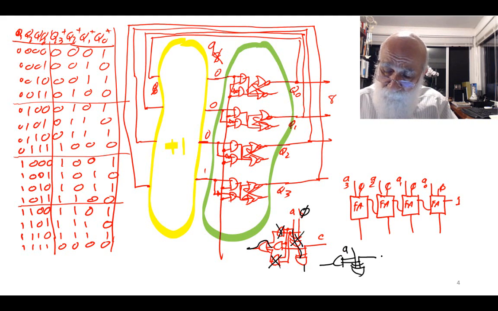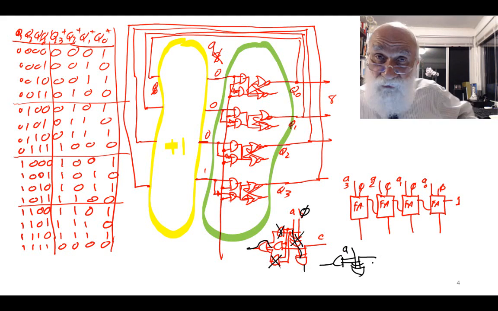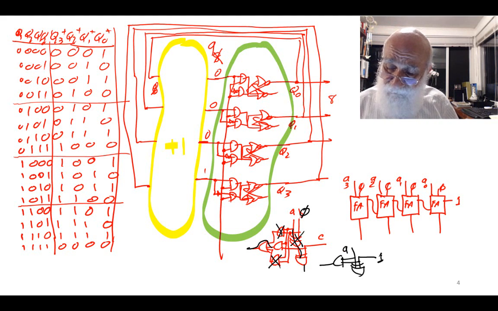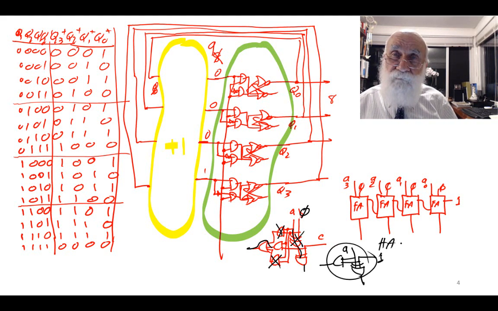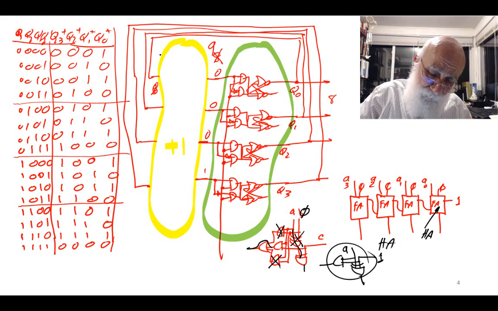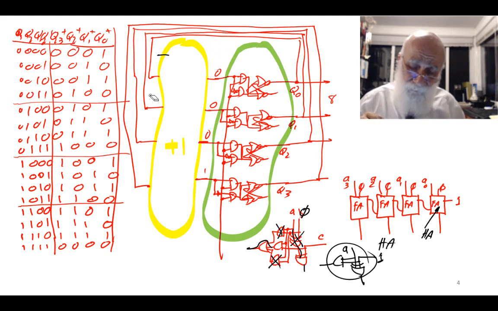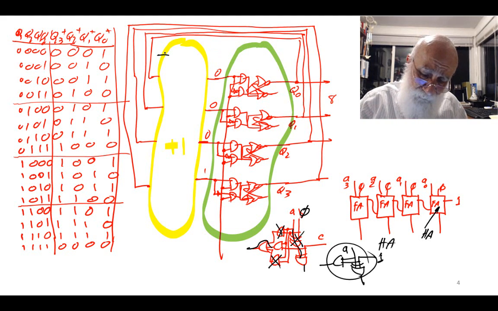Okay, the very rightmost bit is 1. We have talked about this before, this is a half adder, and therefore if I replace each one of these full adders with half adders, that is an incrementer. I'm going to build that incrementer right over here. Let me erase these numbers here. Okay, I have this one.